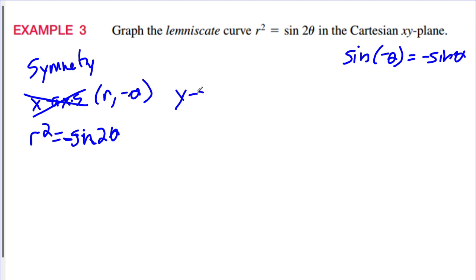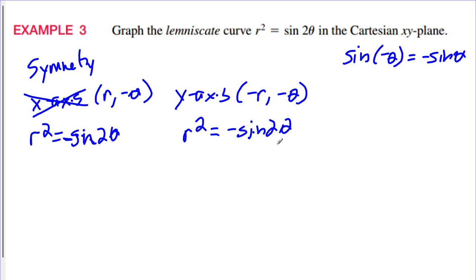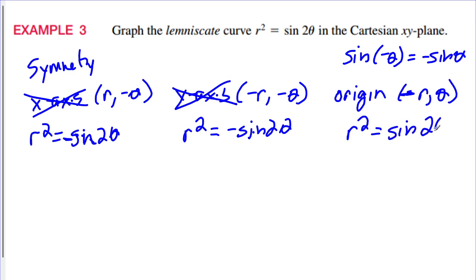Next, let's check y-axis symmetry. For that, we're going to check negative r, negative theta. If we square negative r, we're going to get back r squared, so that part works. But again, our negative theta is going to give negative sine of 2 theta, so that part doesn't give us back the same equation, so we do not have y-axis symmetry. Finally, we can check origin symmetry, or symmetry about the origin, which is negative r, theta. That one will work because when we square negative r, we're going to get back r squared equals sine of 2 theta. So this graph has symmetry just about the origin.